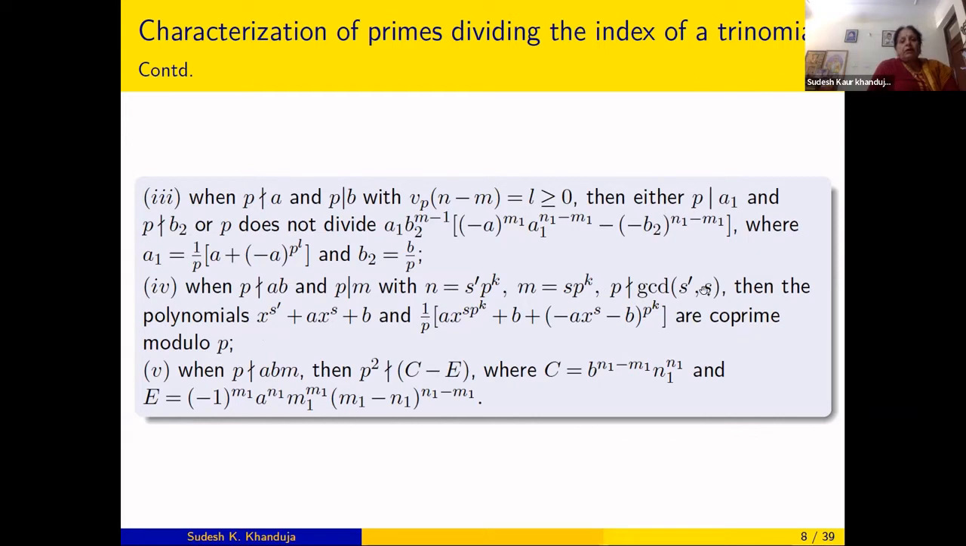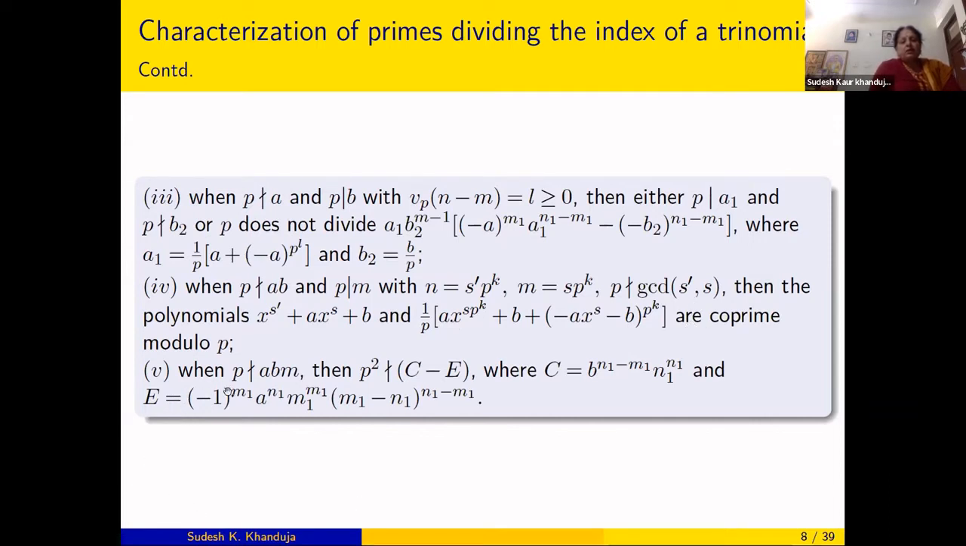with p not dividing the GCD of s' and s, then the polynomials x to the power s' plus a x to the power s plus b, and 1 over p times (a x^s plus or minus b to the power p^k) are considered. By the way, the polynomial inside the bracket has coefficients that are multiples of p, and therefore when we divide by p, after the quotient, the polynomials still have integer coefficients. These are co-prime modulo p.